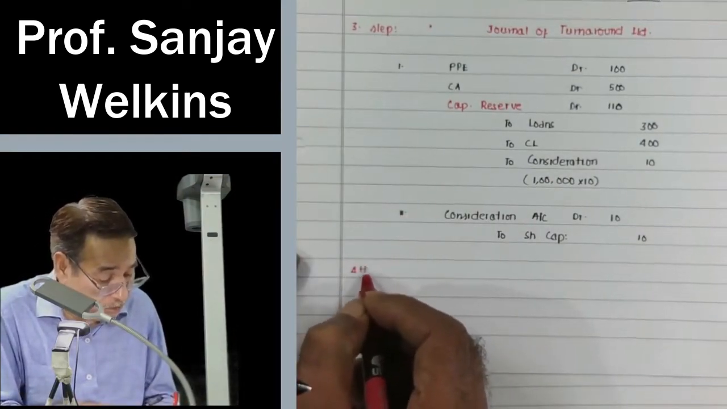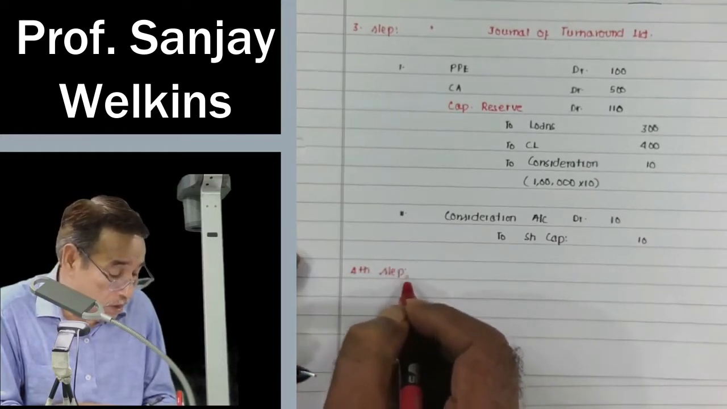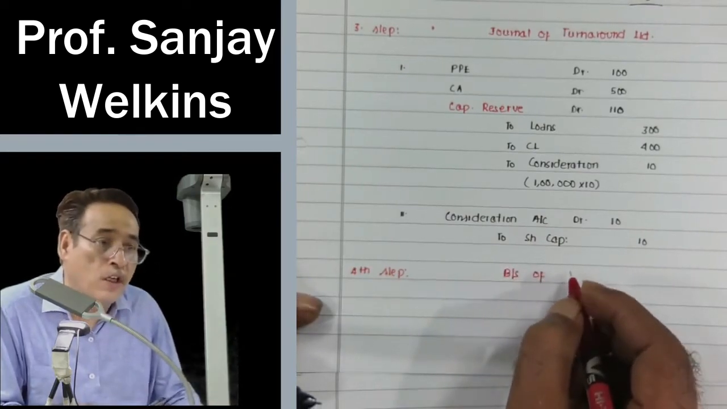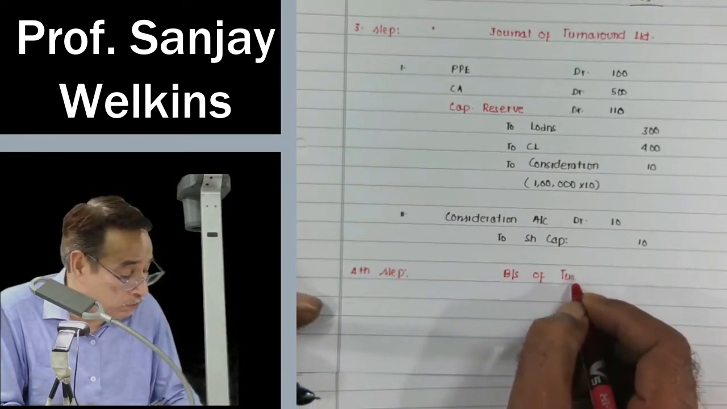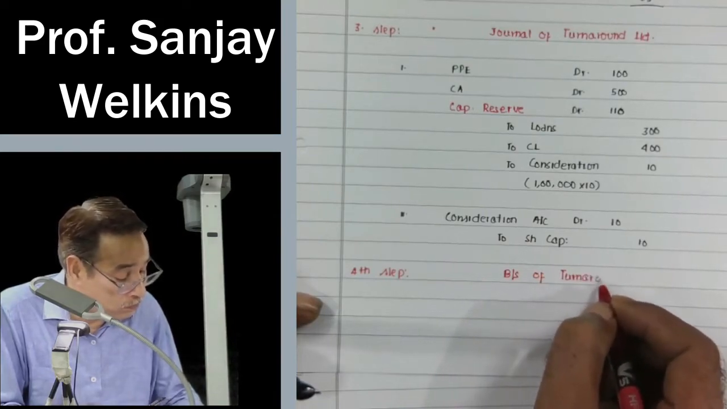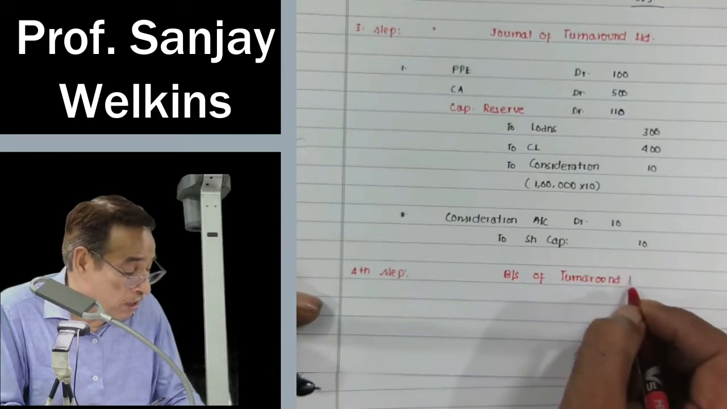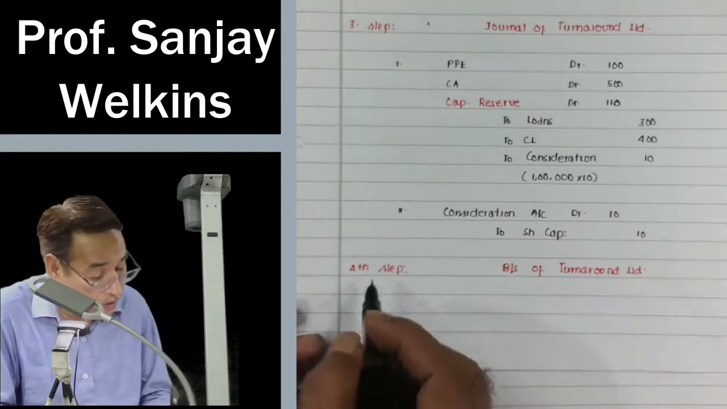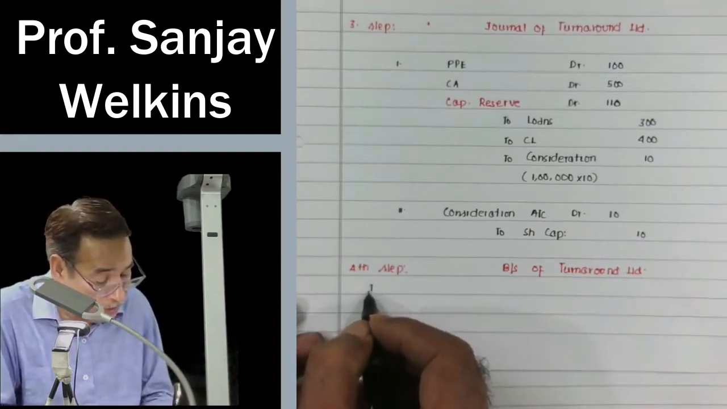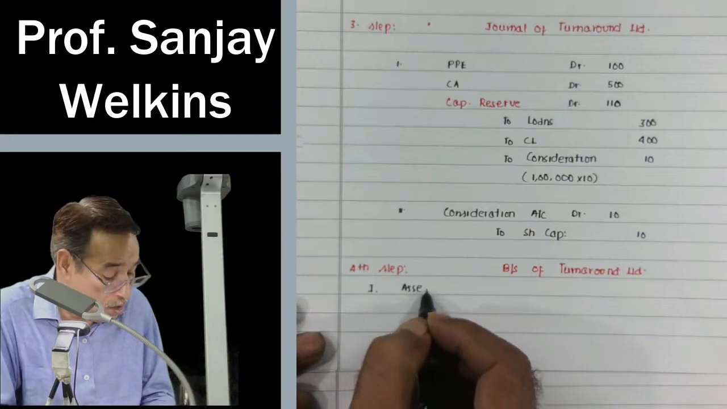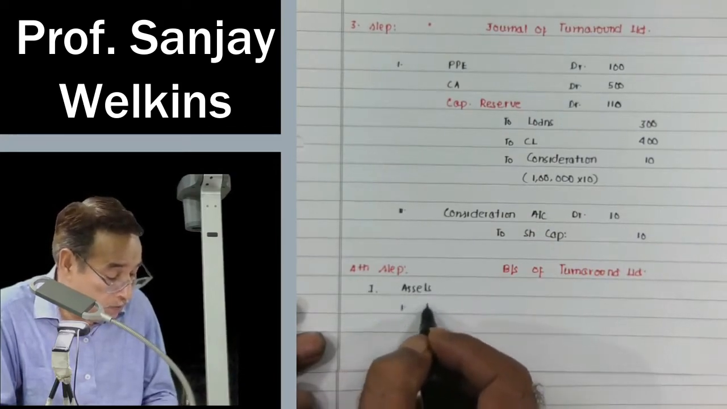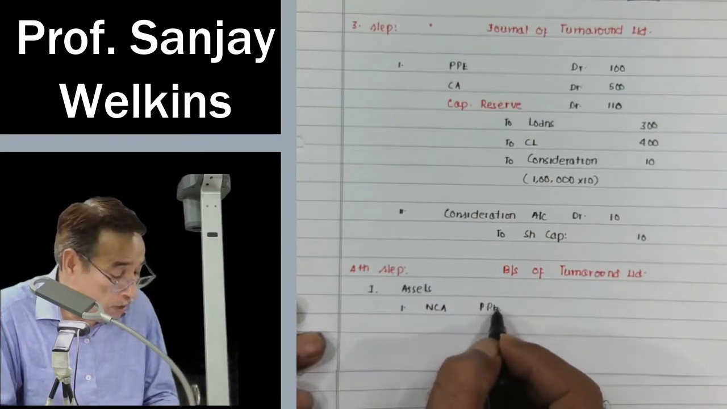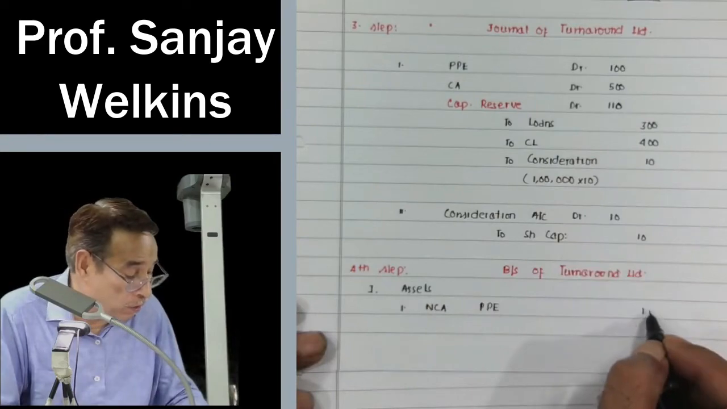Fourth step. And here we have to prepare the balance sheet. Balance sheet of Turnaround Limited. When I prepare the balance sheet of Turnaround Limited, quite obviously, first of all, assets. Then I am going to write non-current asset. I am going to write here property, plant and equipment. I have taken property, plant and equipment worth 100.